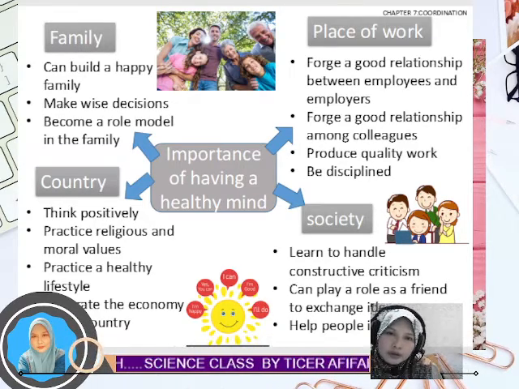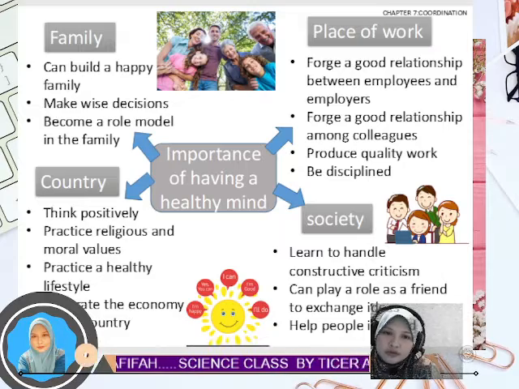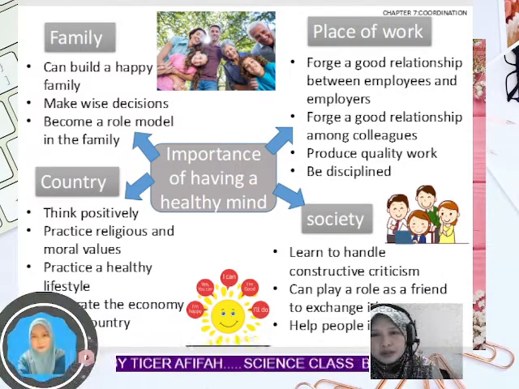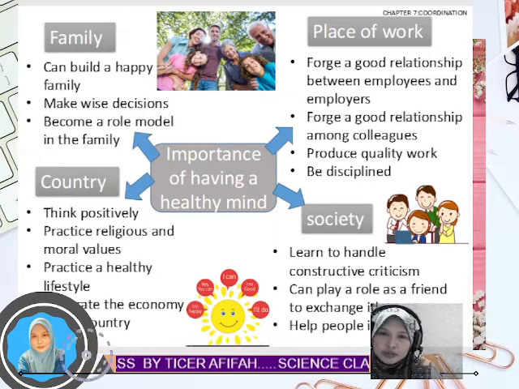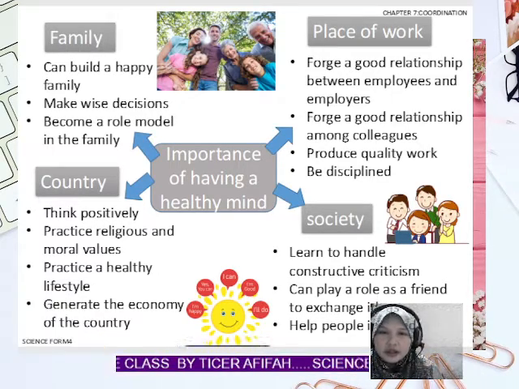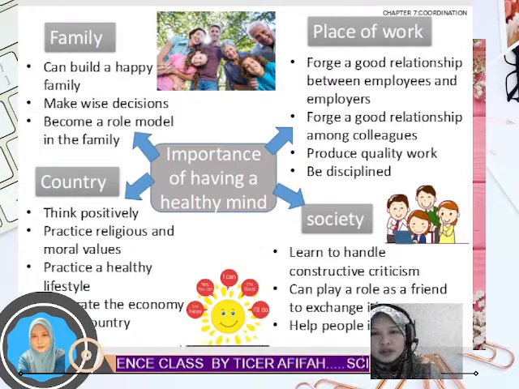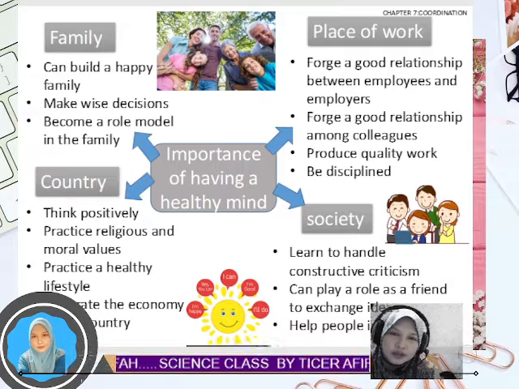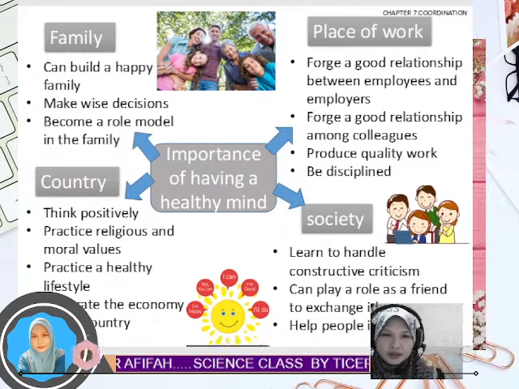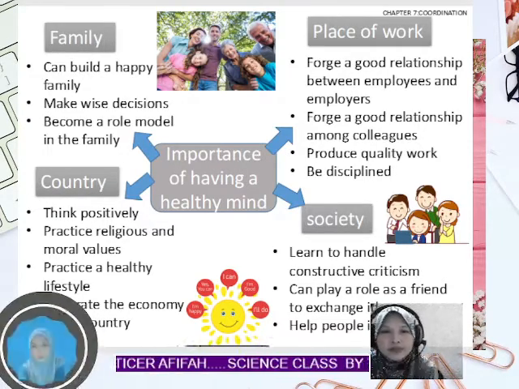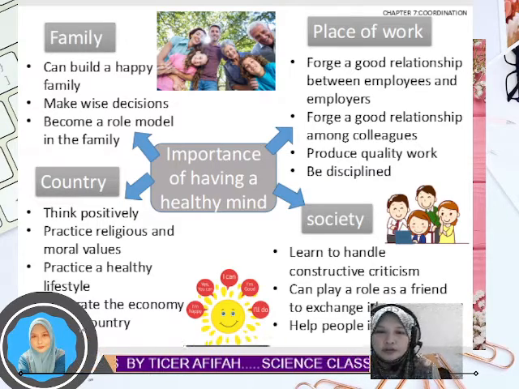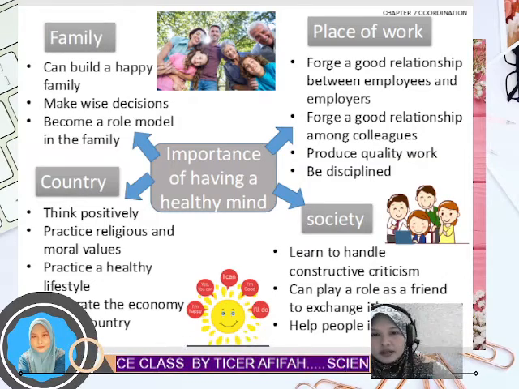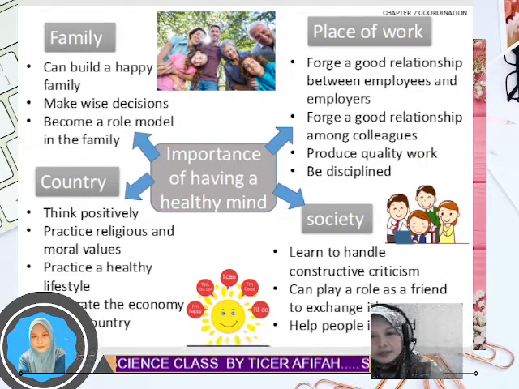When you are working, or if you are still studying, a healthy mind is very important to make good relationships between employees and employers, and among colleagues and friends, to produce quality work and become more disciplined. In society, a healthy mind is very important for you to learn to handle constructive criticism from your friends, exchange ideas and help people in need.